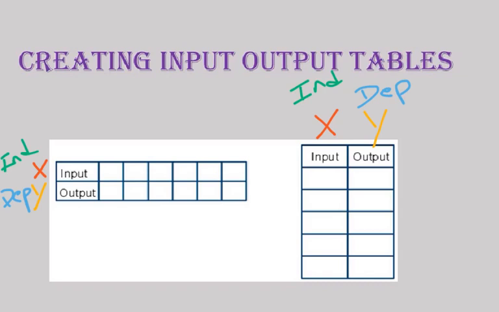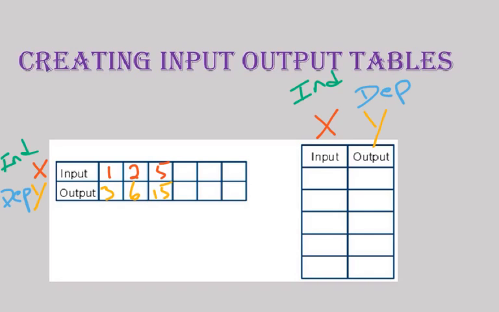For example, let's plug in some numbers here. Let's say we have an input of 1, and we have an output of 3. And then we input a 2, and we have an output of 6. Or let's do another one. Let's jump to 5. And let's say we have an output of 15. You're probably already starting to see a relationship between the input and the output. And it is a multiplicative relationship.